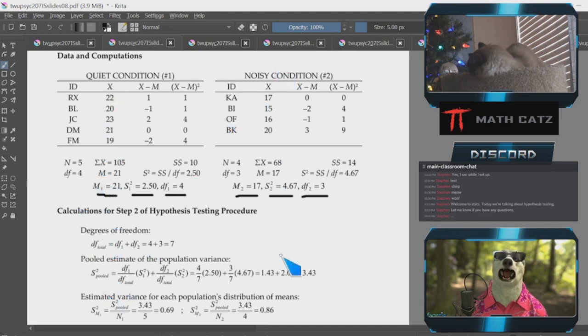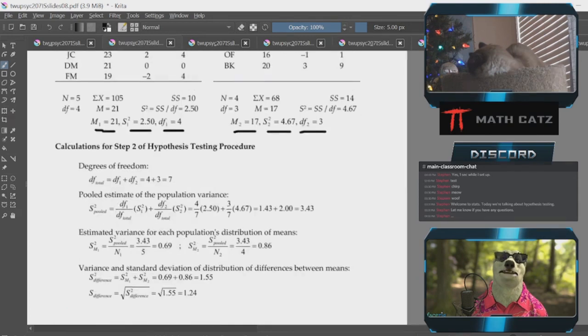I'm doing everything for the groups separately, because the quiet condition scores have their own distribution in a sense, and the noisy condition scores have their own distribution. So they each get their distribution of means. The pooled variance over the sample size, the pooled variance over the sample size. So now I go back to, I pooled the variance, and now I go back to each of the samples to get their own distribution of means variance.